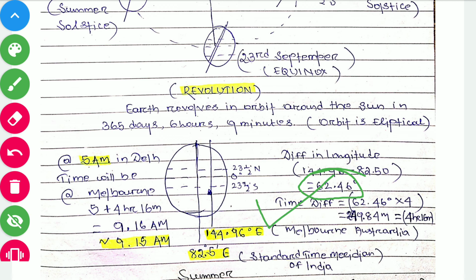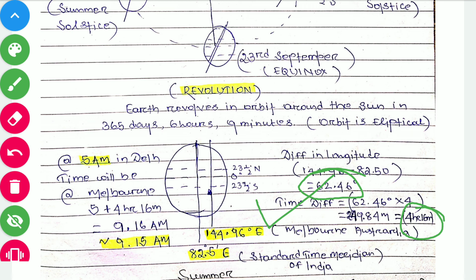Then by knowing the difference in longitude, we can easily find the time difference. That will be 62.46 degrees into 4, which is 249.84 minutes. That is approximately 4 hours and 16 minutes. It indicates that the sun rises 4 hours and 16 minutes earlier in Australia as compared to India.